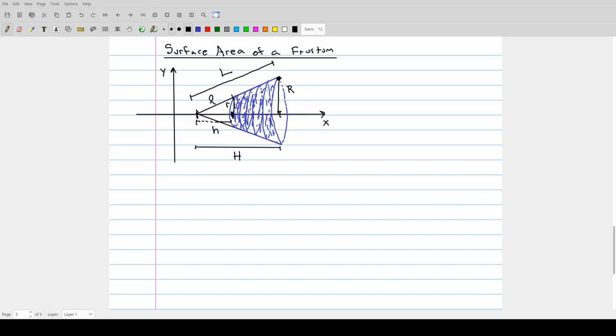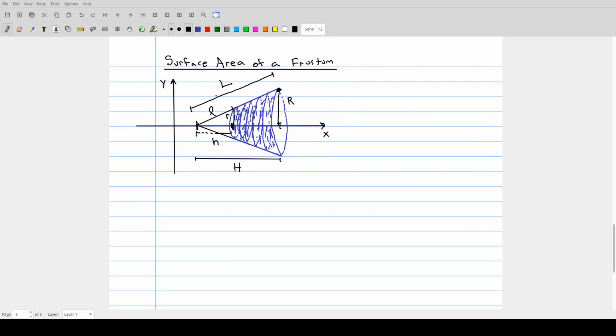So we're going to use these symbols to determine exactly what the surface area of this blue piece is. And this is going to give us a nice formula for the general surface area of the kth frustum in the Riemann sum above.